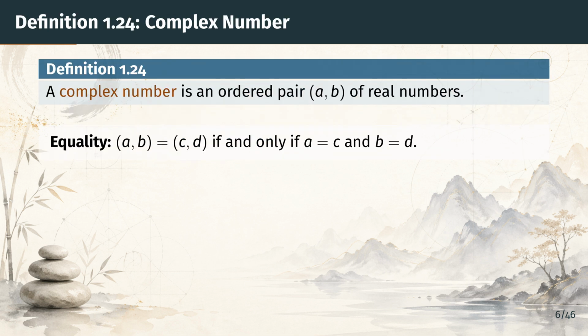Here is the formal definition. A complex number is simply an ordered pair of real numbers. The word ordered means that the pair (a, b) and the pair (b, a) are different whenever a is not equal to b. Two complex numbers are equal precisely when both their first components and second components match. This may seem obvious, but Rudin points out that the definition is not entirely superfluous. Think of how equality of rational numbers works when they are represented as quotients of integers.